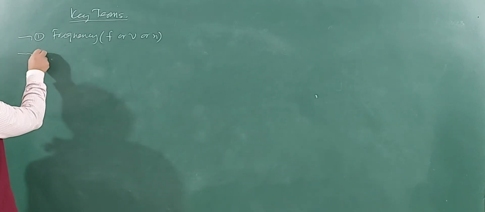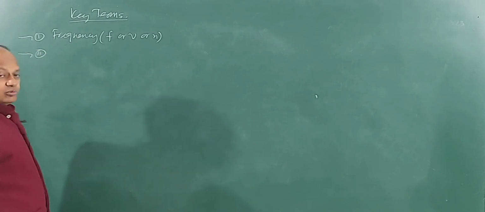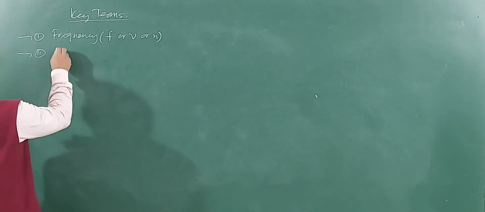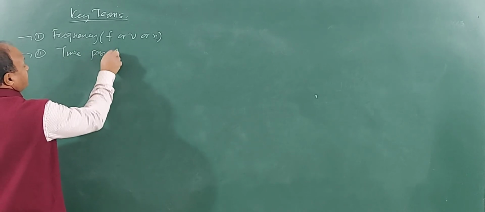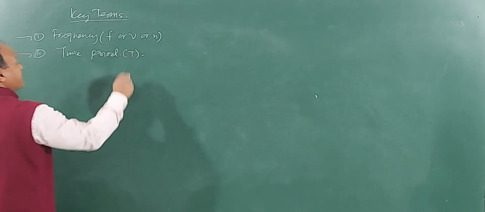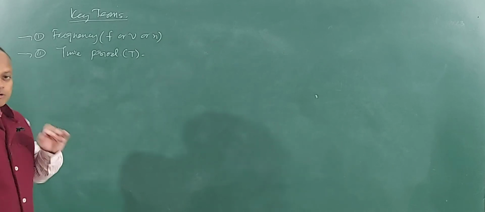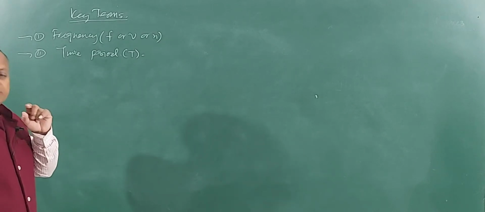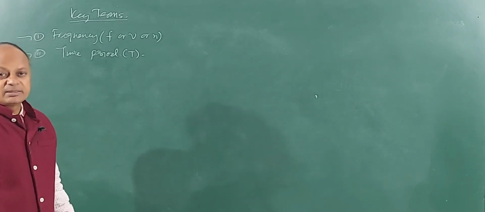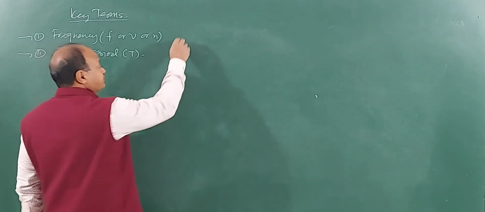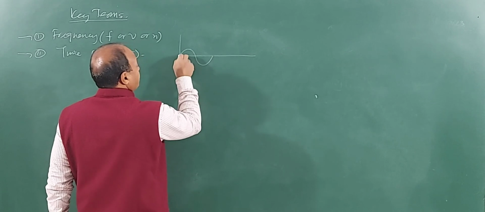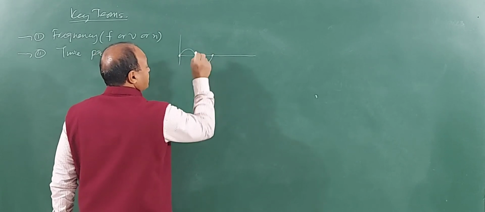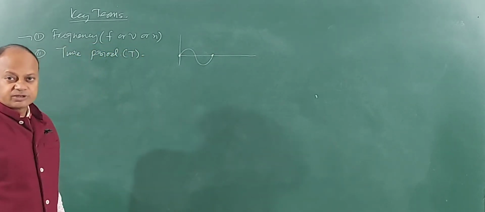Now number 2 is time period. Time period is the amount of time taken for one complete oscillation. For example, if I have a sine wave, then from here to here it is one complete time period. Clear?